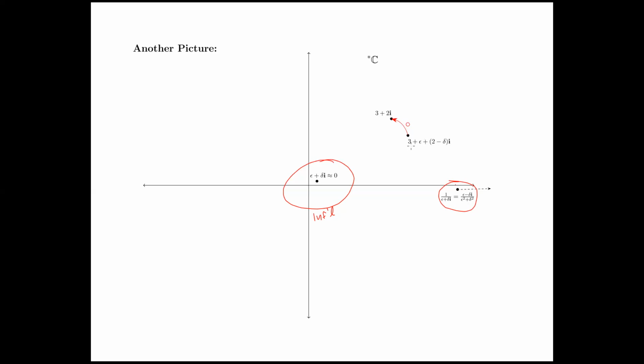Here's a typical finite element, 3 plus epsilon plus (2 minus delta) times i. You take its standard part, and you get 3 plus 2i. So that neglects the epsilon and the negative delta. Okay, so that's what the standard part looks like. It just sort of rounds off to the nearest standard guy.